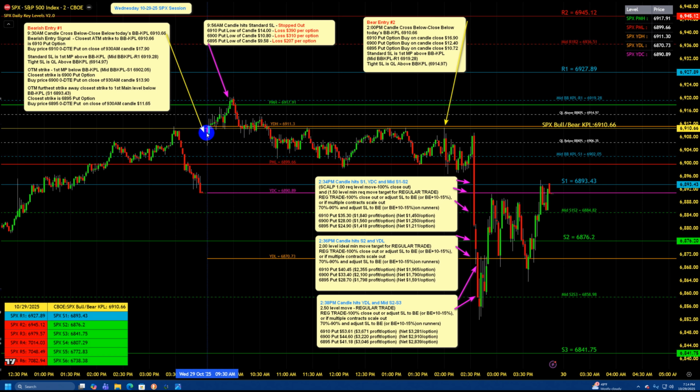So if you're inclined to trade the 9:30 a.m. opening candle, this is your bearish entry signal. Now we do have a video in the description on whether there are any 9:30 a.m. candles that, even if they close above or below the bull bear KPL, you would want to specifically avoid, the 9:30 a.m. opening candle trade, even if it would normally technically qualify for a bullish or bearish trade.